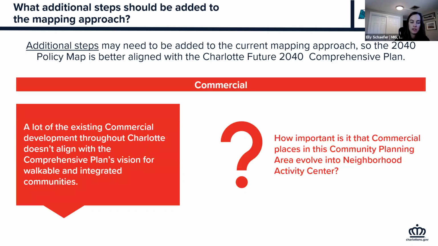Okay, let's keep moving. So our last one in this series of questions is about commercial. So we've heard from some of our planning colleagues that a lot of the existing commercial development throughout Charlotte doesn't align with the comprehensive plan's vision for walkable and integrated communities. So our question is, how important is it that commercial places in this community planning area in particular evolve into neighborhood activity centers? Your response can vary on the scale from very important to very unimportant. So again, we're looking at how important it is that commercial place types in this area evolve into neighborhood activity centers. That would be more of a mix of uses, more activity, more walkable, lots of different characteristics there.